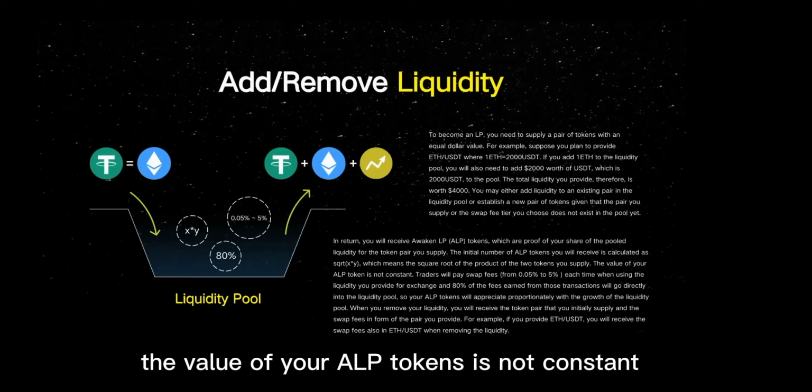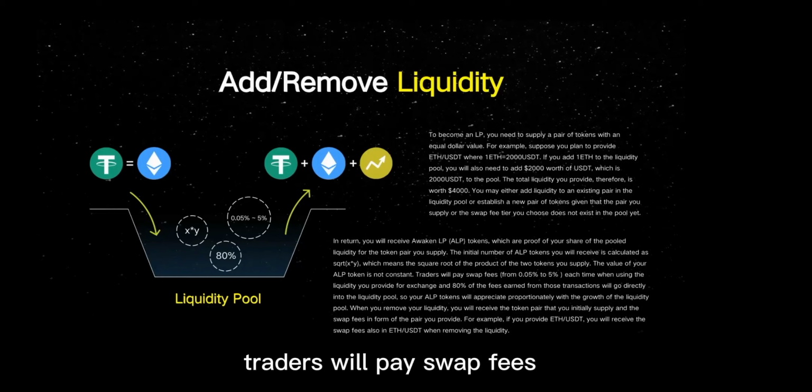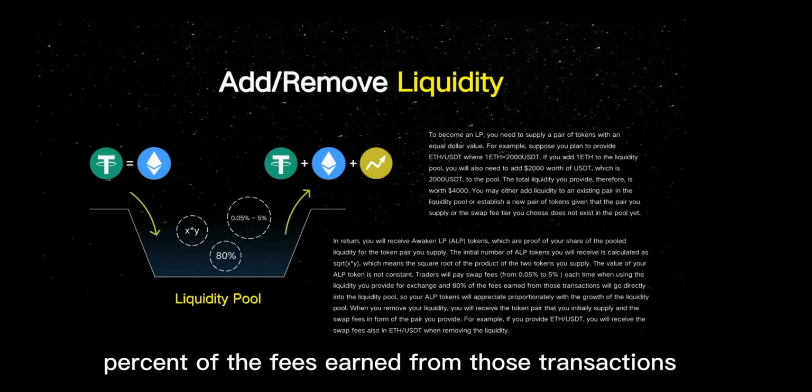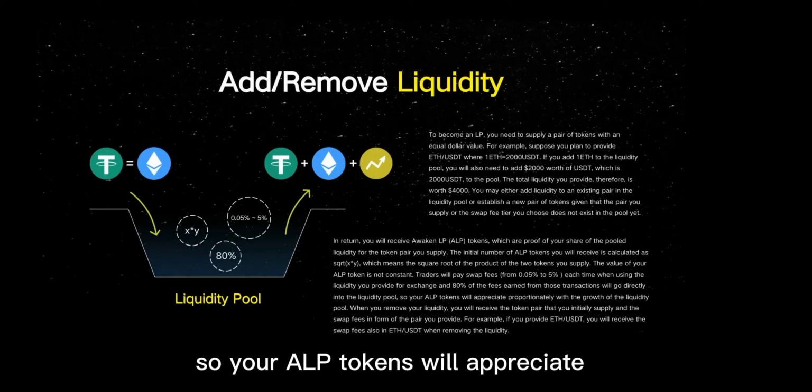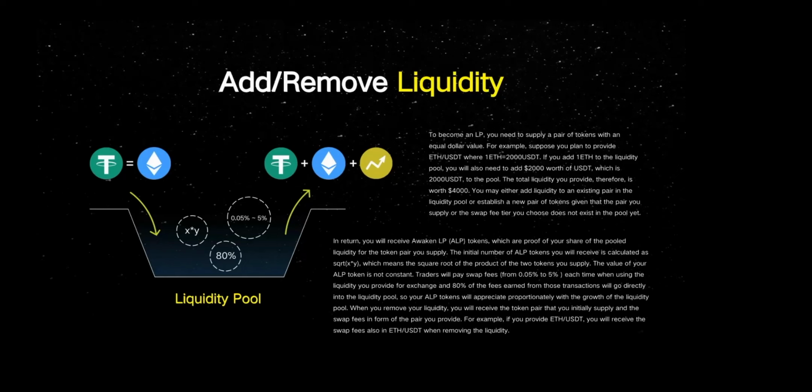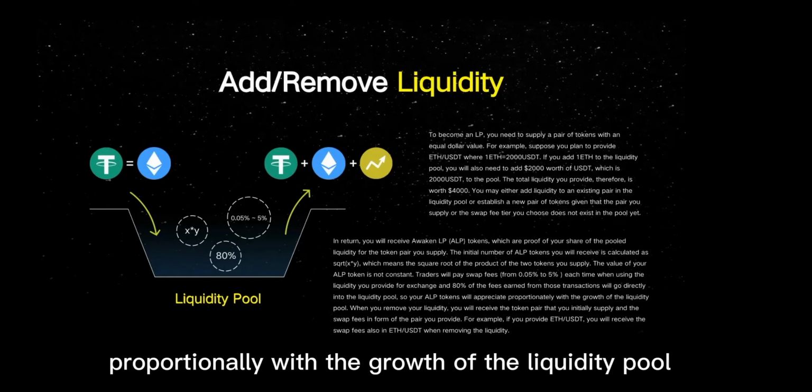The value of your ALP tokens is not constant. Traders will pay swap fees from 0.05 to 5% each time they use the liquidity you provide for exchange, and 80% of the fees earned from those transactions will go directly into the liquidity pool. So your ALP tokens will appreciate proportionally with the growth of the liquidity pool.